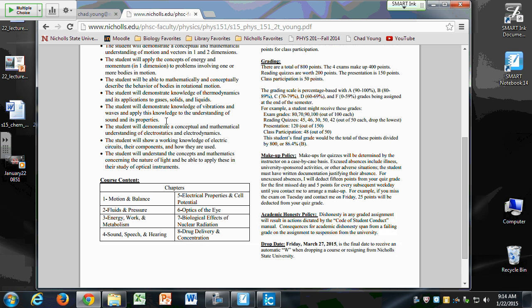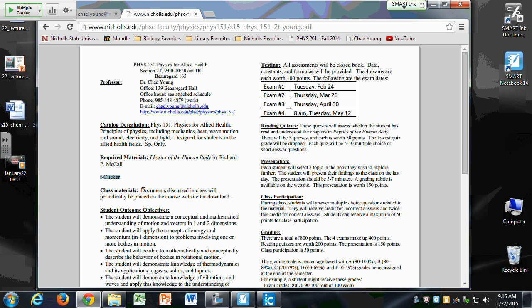These are outcome objectives and our content. Basically, we cover all the topics that we would normally cover in a 2-semester physics course. But there's basically little or no math, and we also throw in some biology things, anatomy and physiology. So it's a fun course, I think, but with a lot of material. But very, very little math, unlike, say, Physics 101 or Physics 201.